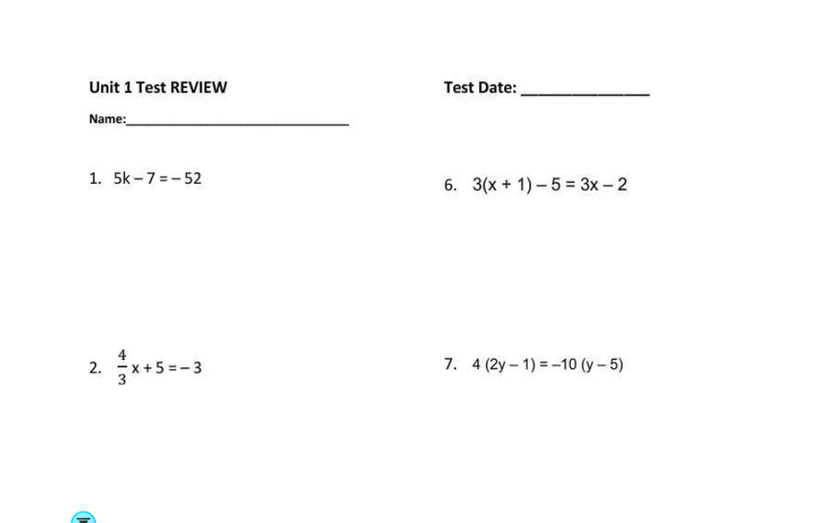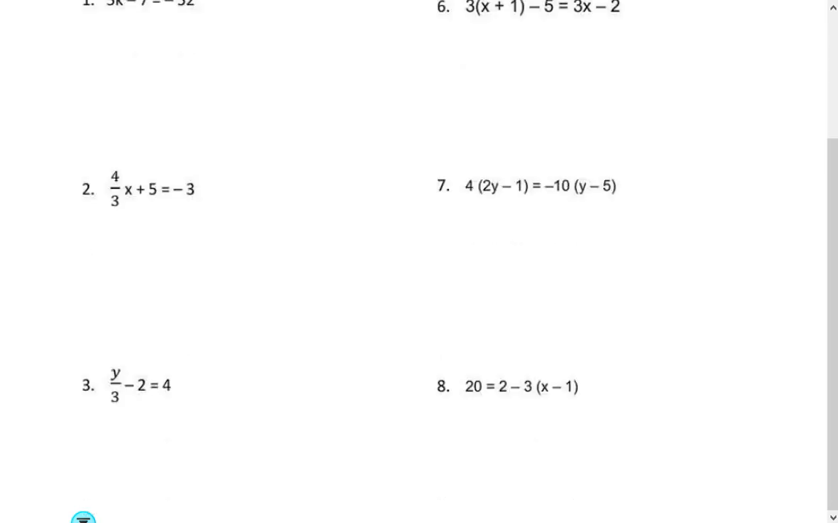Okay, number two, I know you're afraid of this one because of the fraction. So let's go ahead and address this one. First thing I want to do is move that 5 to the opposite side, and I get 4/3 x equals -8. Remember, we're not afraid of fractions because we're in high school and we have these lovely, beautiful calculators. So I have 4/3 times some number equals -8.